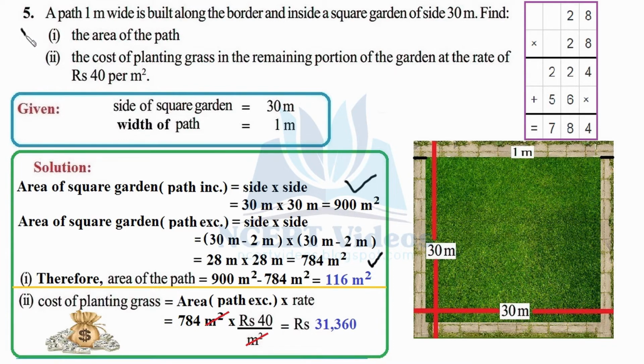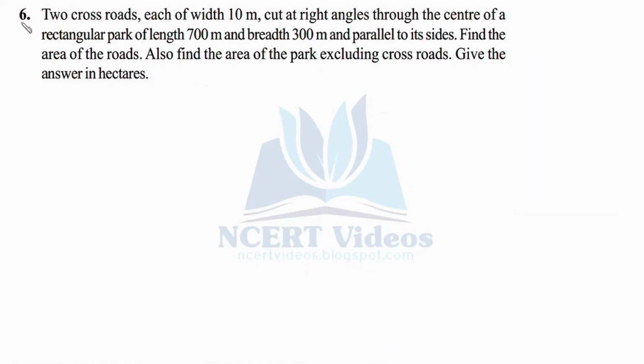That's your second, that's fifth. Sixth, 2 crossroads, each of width 10 meter, cut at right angles through the center of a rectangular park of length 700 meter and breadth 300 meter, and parallel to its sides. Find the area of the roads. Also find the area of the park excluding crossroads. Give the answer in hectares.